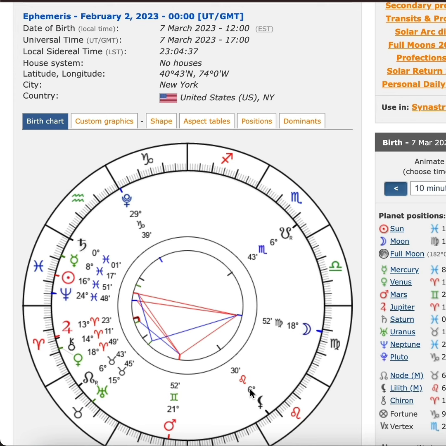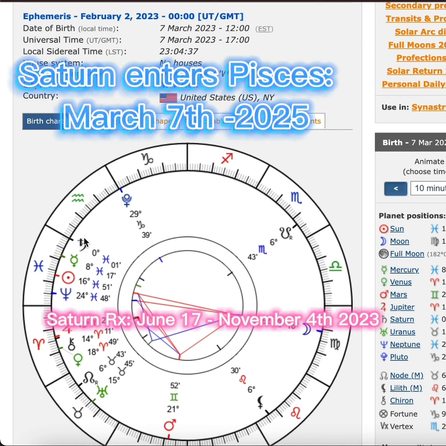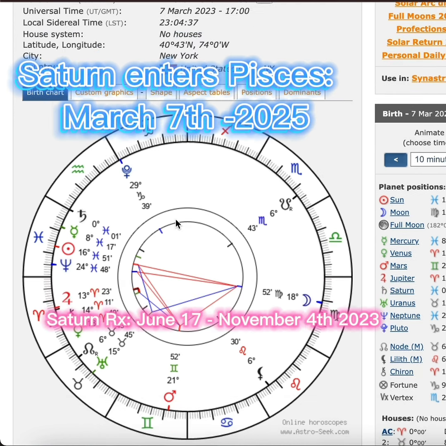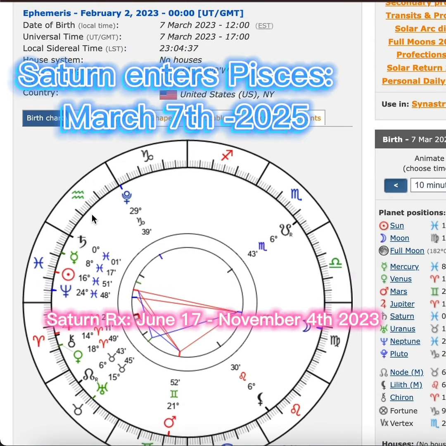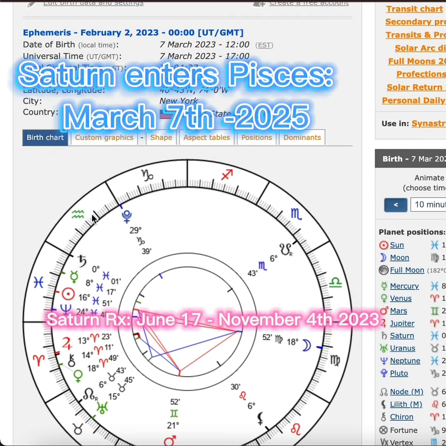Important dates of 2023. So you might want to write these down, put this in your calendar. These are the important dates. So starting off with Saturn, the planet of karma and time lord, will be shifting signs after being 3 years in Aquarius, will be entering Pisces March 7th, and it will be there all the way to 2025, I believe. Up next, you also want to jot down that when it goes retrograde, it will be June 17th through November 4th of 2023.